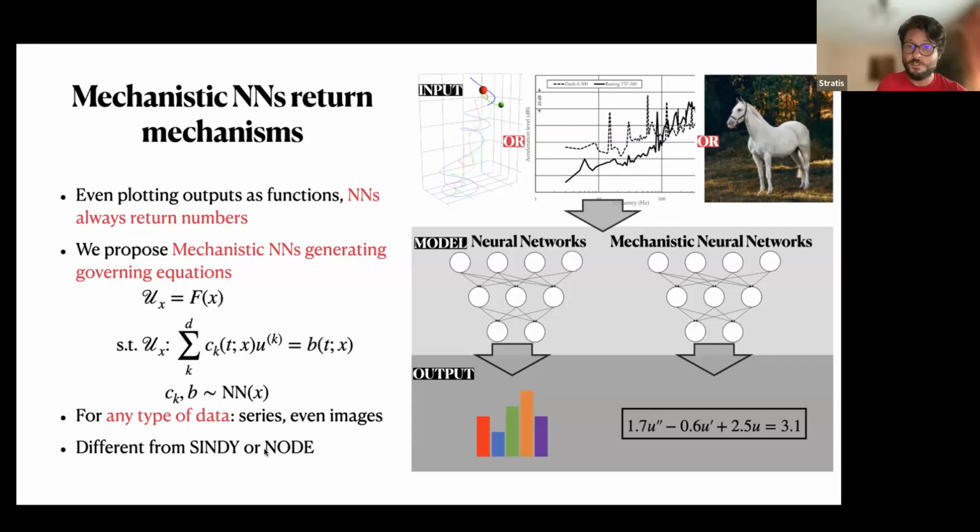It's also different from neural ODEs, in the sense that for neural ODEs the model itself is an ODE. Neural ODEs treat the neural network as an ODE, whereas mechanistic neural networks define outputs to be the ODE, to be the function. So the point here is that the result of the neural network is a function itself. In this picture, for instance, we would put the picture of the horse, and we would get this ODE that theoretically describes the picture.